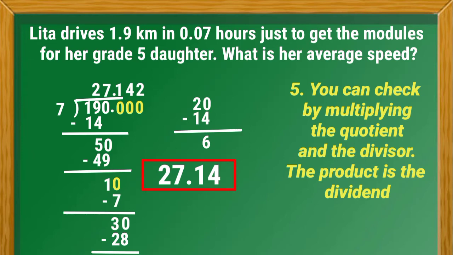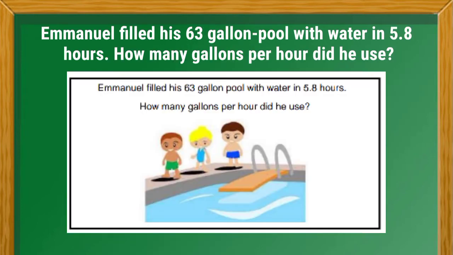Step number 5. You can check your answer by multiplying the quotient and the divisor. Problem number 2. Emmanuel filled his 63-gallon pool with water in 5.8 hours. How many gallons per hour did he use?